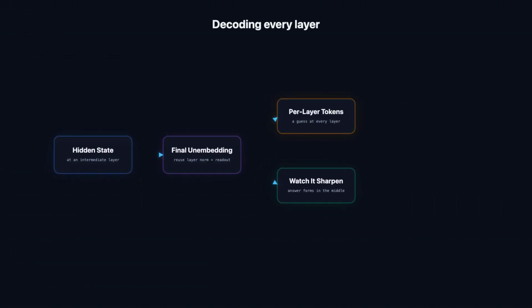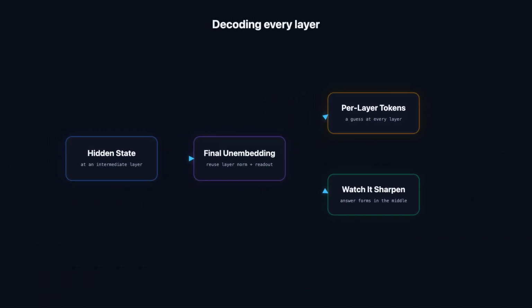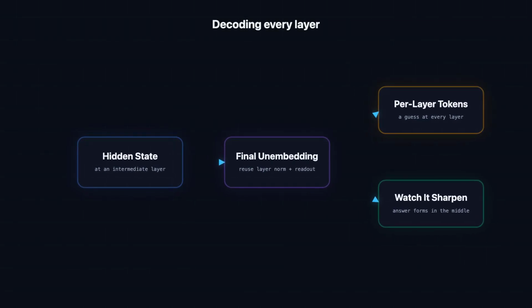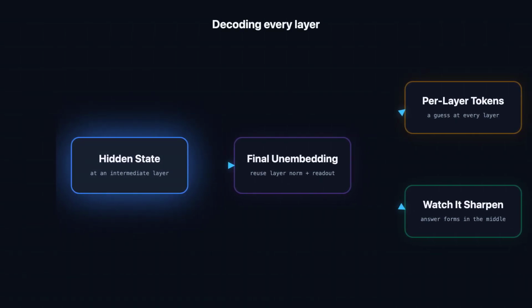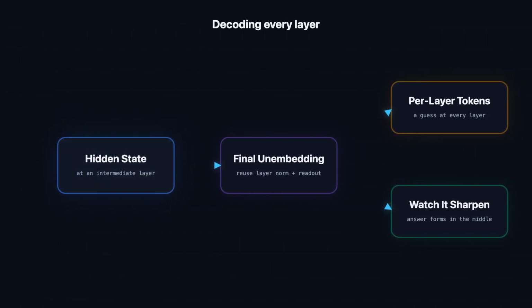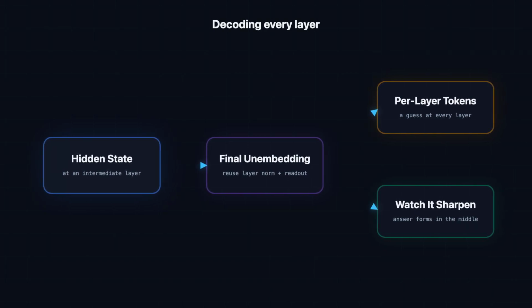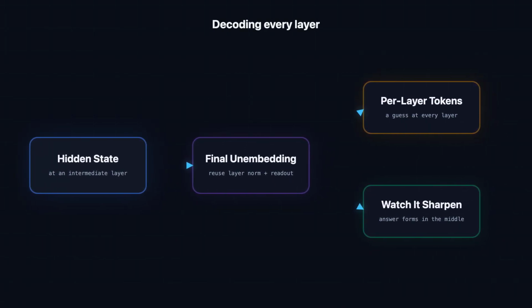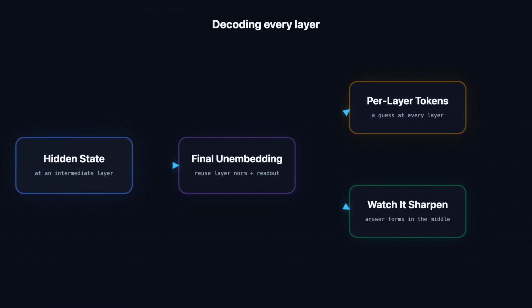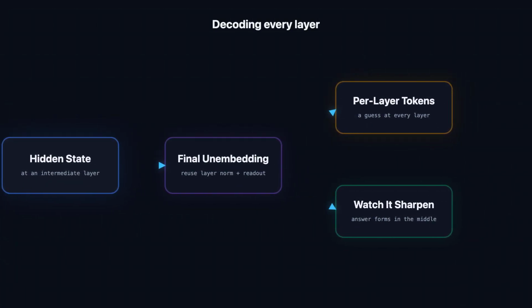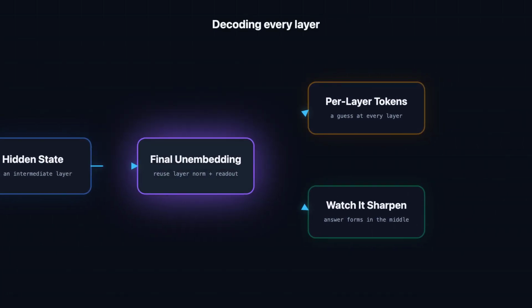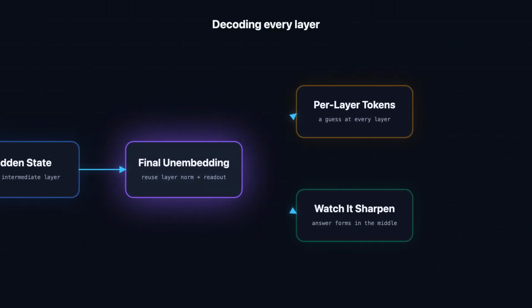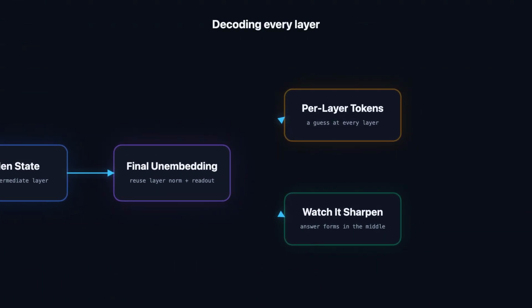So here is the trick, and it really is just one reused component applied in a place it was never meant to go. Start by grabbing the hidden state at some intermediate layer partway up the stack. Normally, this internal representation is just passed along quietly to the next layer, never turned into anything a human could read. Then apply the model's own final layer norm and unembedding to it.